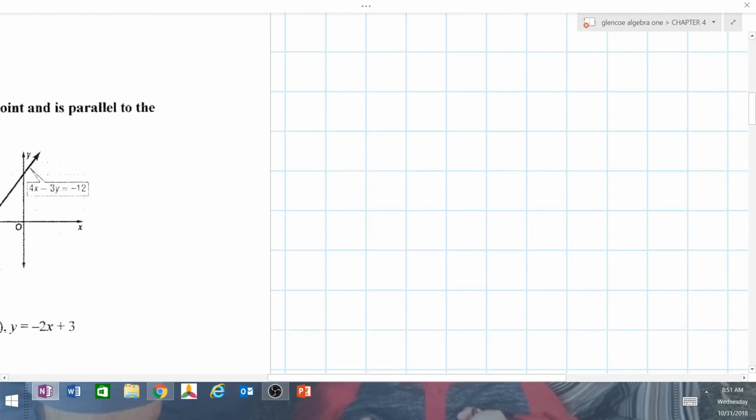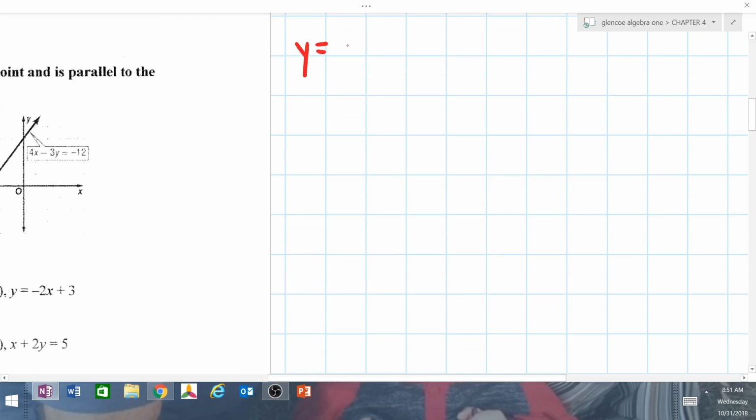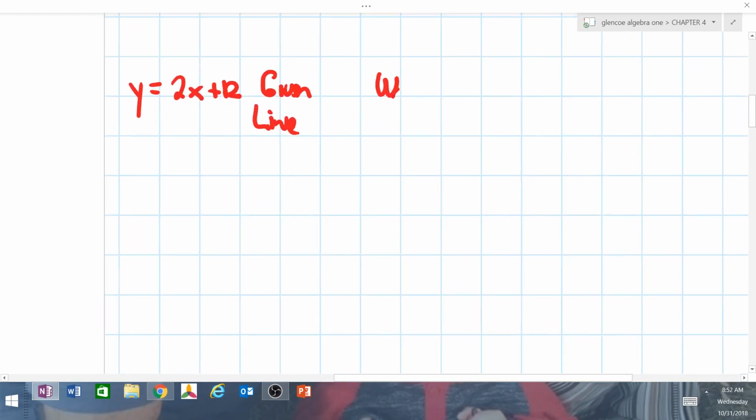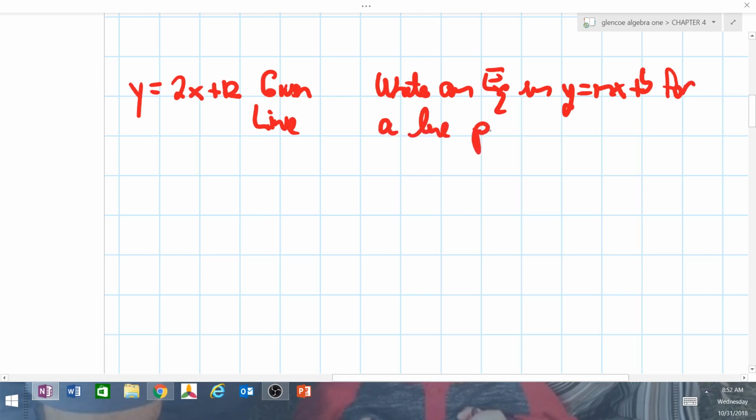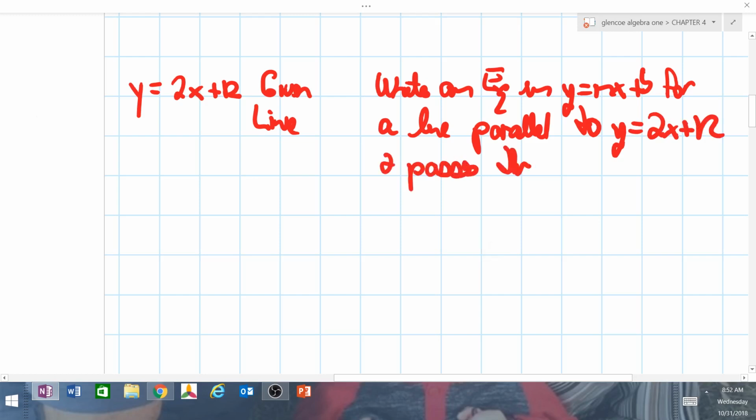Y equals 2x plus 12 is the given line. Are you with me? And we want to write an equation in y equals mx plus b form for a line parallel to y equals 2x plus 12, and that passes through, what was the point, guys? And passes through -1, 6.